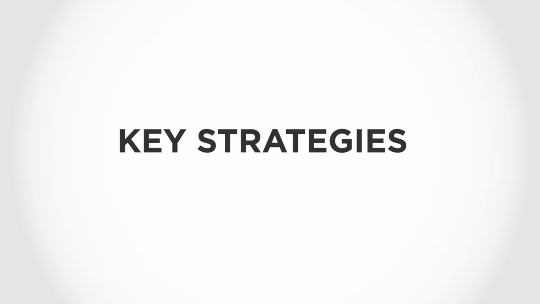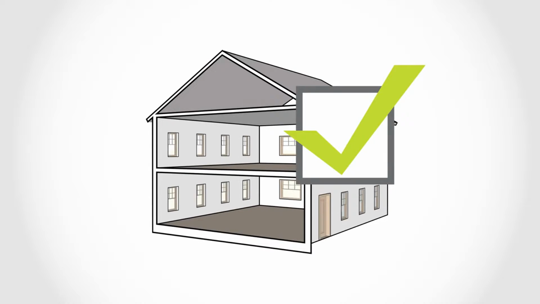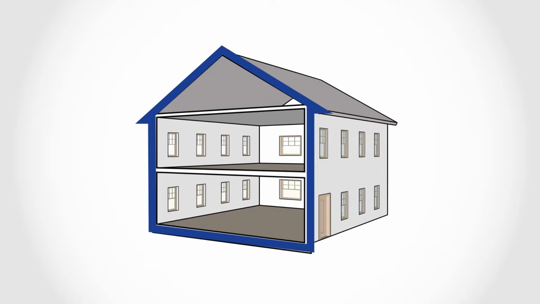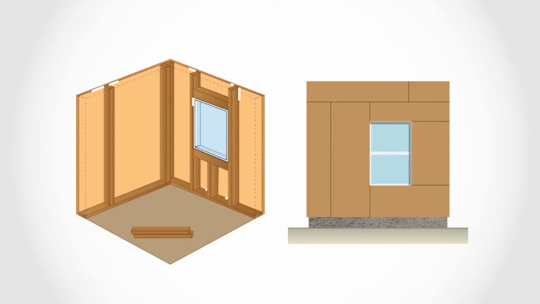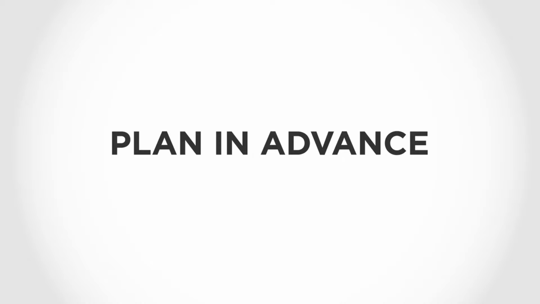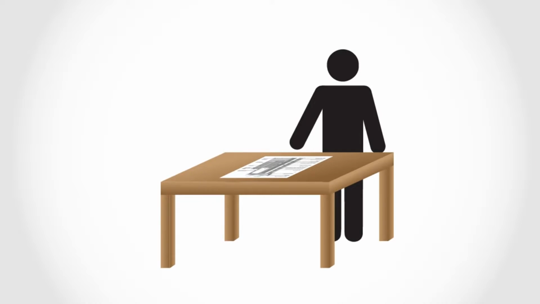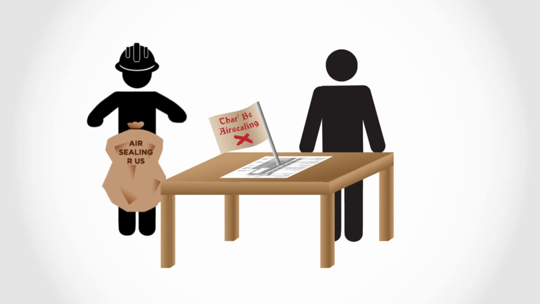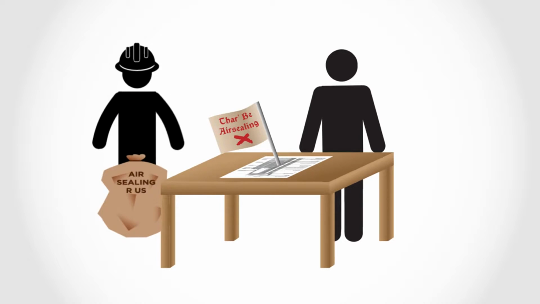What are the key strategies for achieving 3 air changes per hour? In order to meet new standards for building airtightness, the air barrier will need to be continuous. As many holes, gaps, or cracks as possible need to be sealed. The best way to achieve a continuous air barrier is to plan it in advance. The designer needs to specify air sealing details. The builder needs to plan for required materials before construction begins.